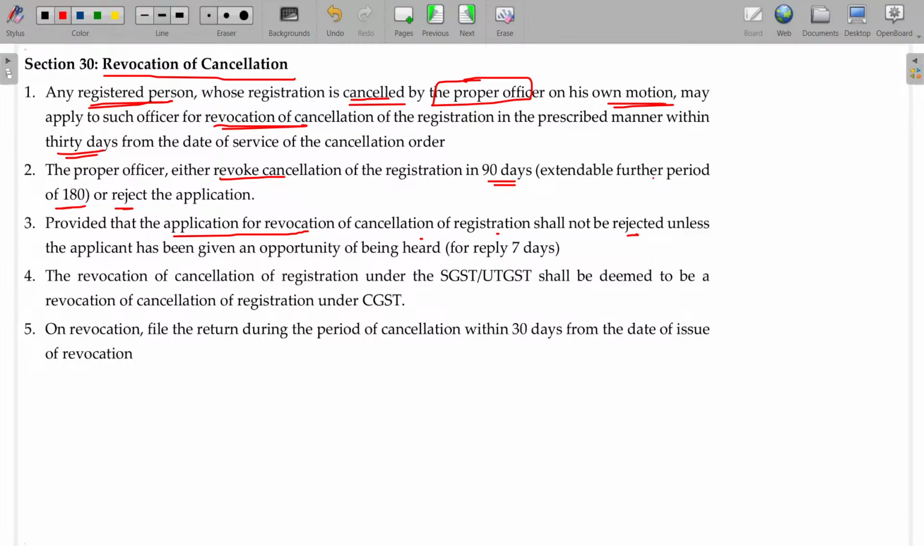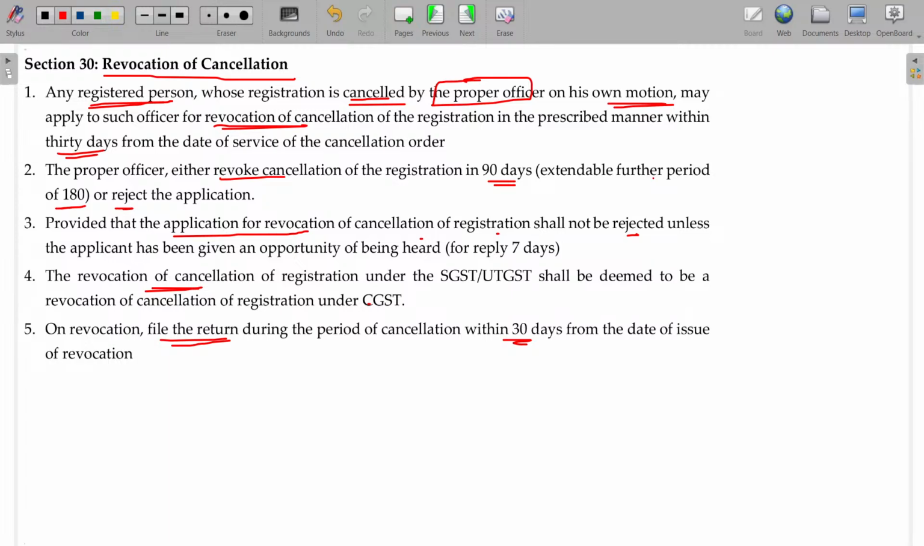Now, the revocation of cancellation of registration. So what happens? The fourth one. If the revocation of cancellation is done for GST, automatically it is accepted to be revoked in CGST also. On revocation, file the return for the period of cancellation within 30 days. During the cancellation period, you have to file the return.